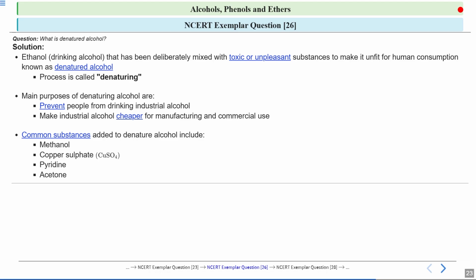If you must have used nail polish remover, then nail polish remover contains acetone. So if you smell it, it has a very strong smell. Further, you can use this for the denaturing process, which makes it unfit for human consumption. So if you add these substances, you can denature the alcohol.